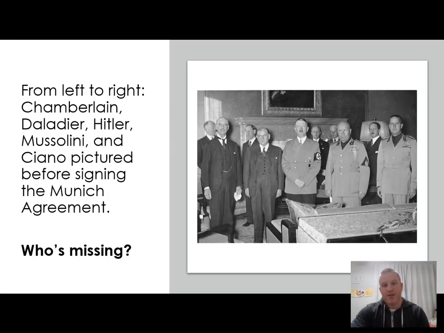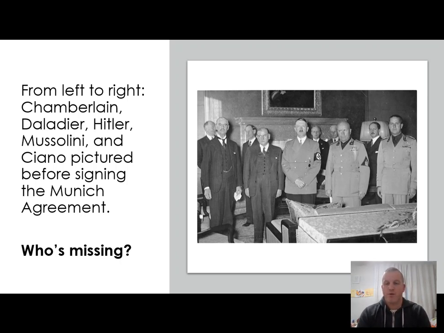So here we've got Chamberlain, Daladier, who's the French president, Hitler, Mussolini, and Ciano, who's Italian as well. Now, question is, who's missing? Well, there's two key people missing. One, there's no one from Czechoslovakia there. Literally, the representatives from Czechoslovakia had to stand at the door, a closed door, and listen to what was happening to their country. They weren't invited into these talks about what are we going to do with this.